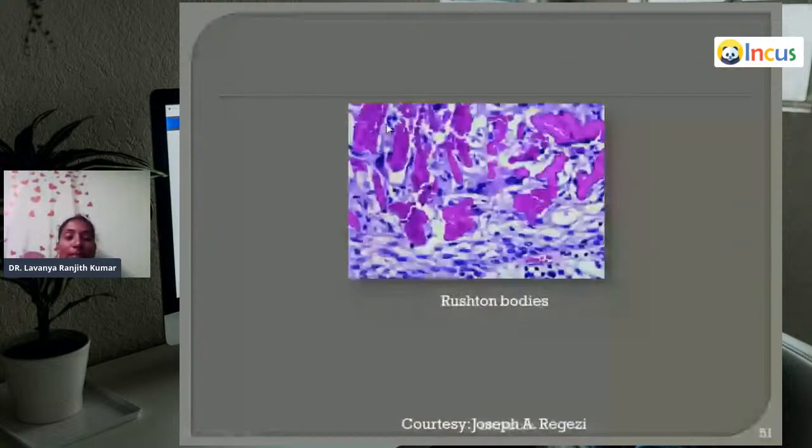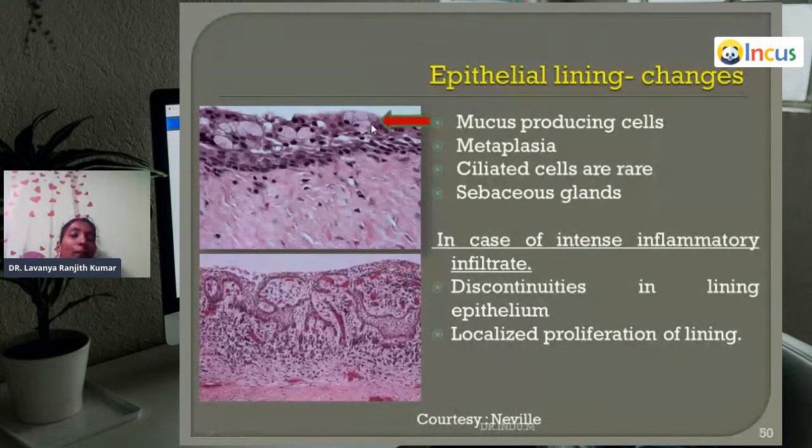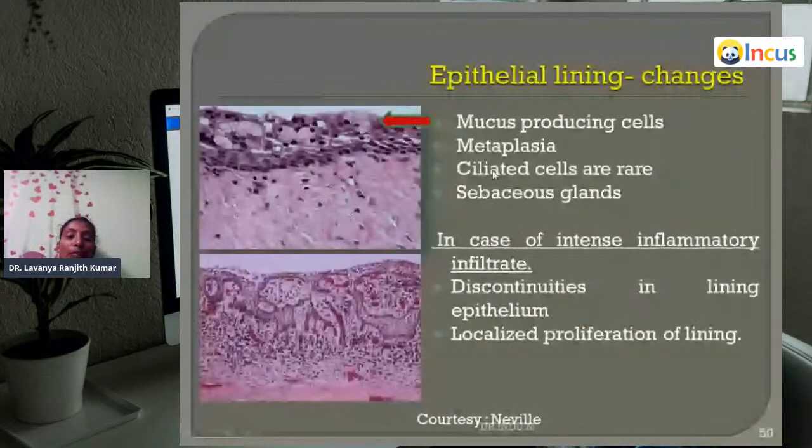Because of metaplastic changes, mucus producing cells will be present, which can be responsible for the development of central mucoepidermoid carcinoma. This is one of the complications of the metaplastic changes in the epithelial lining. It can also undergo metaplastic changes leading to oral squamous cell carcinoma, which is another complication.